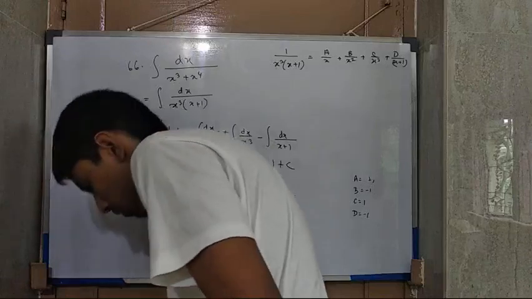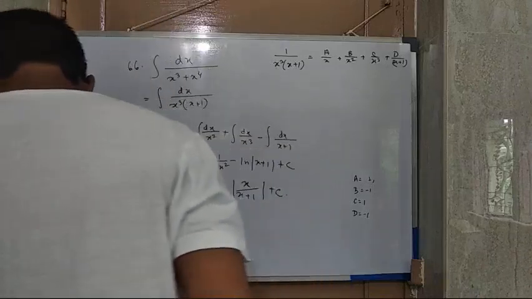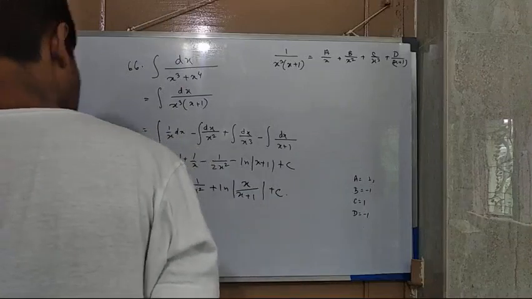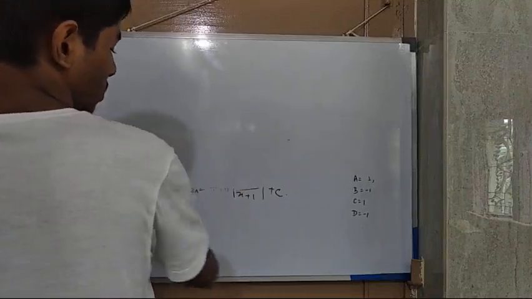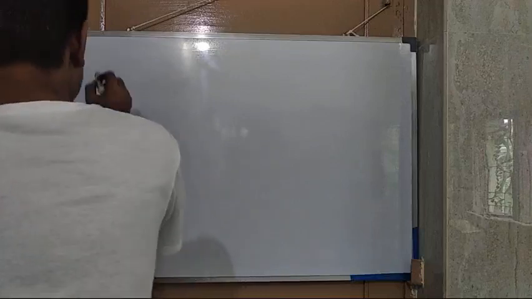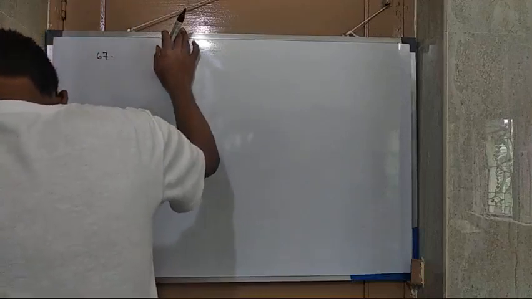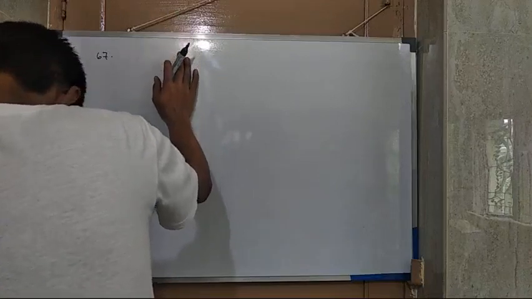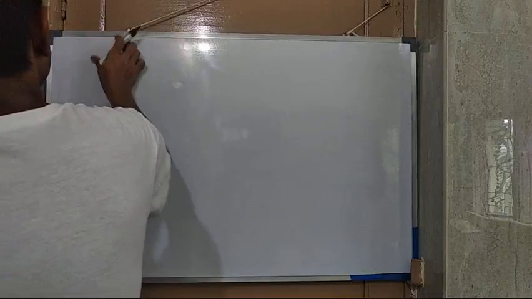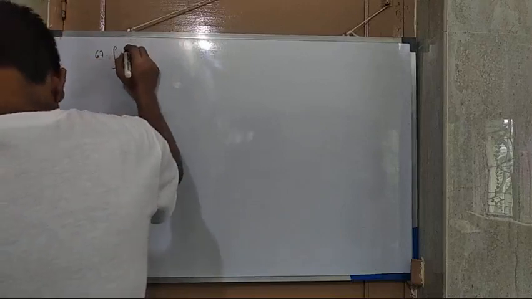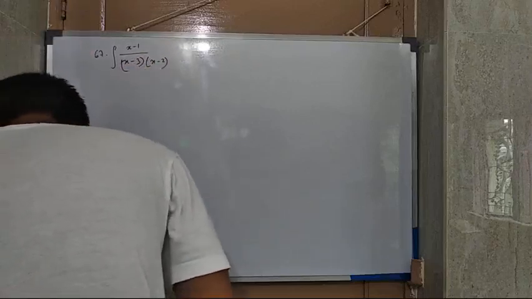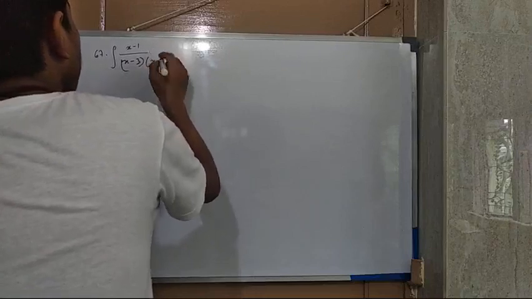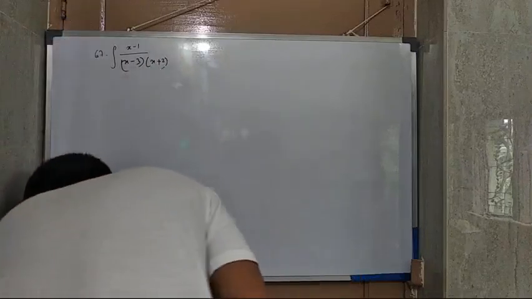Now let's proceed for the 67th question. The 67th question states to integrate x minus 1 by x minus 3 times x plus 2, sorry, x plus 2.